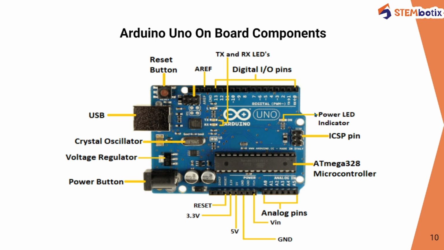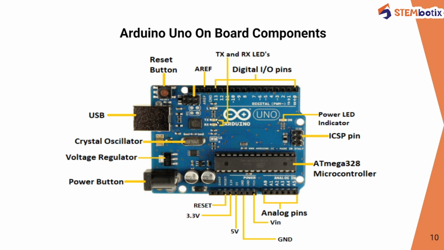After that, we have the power LED indicator. This LED should light up when you plug your Arduino into a power source to indicate that your board is powered up correctly. If this light does not turn on, then there is something wrong with the connection. As soon as the LED starts, your board is in good condition, and if it does not start, there is an issue with the cable or connection.